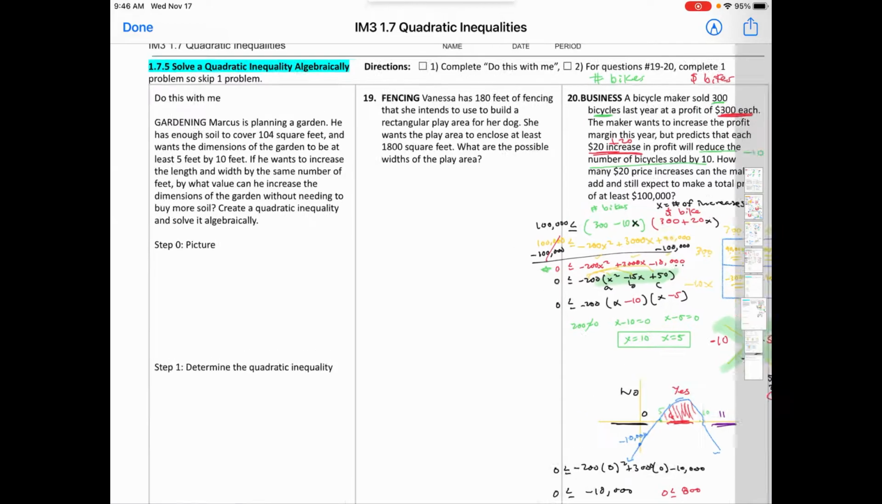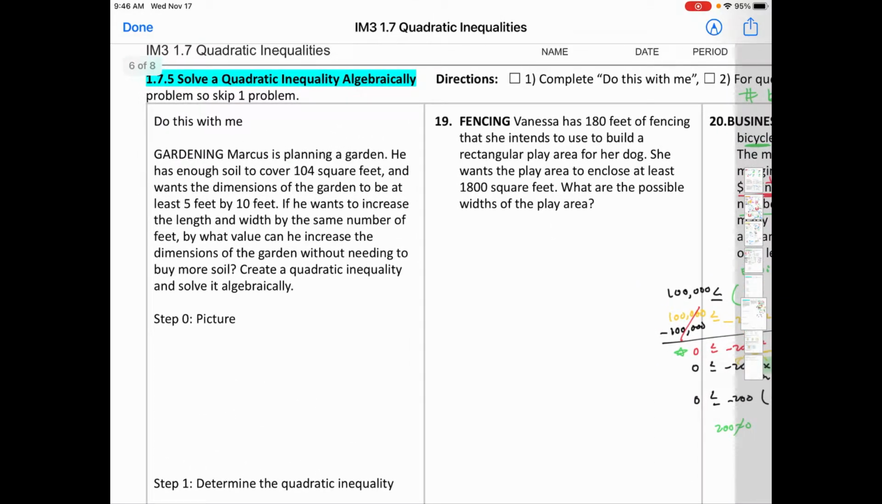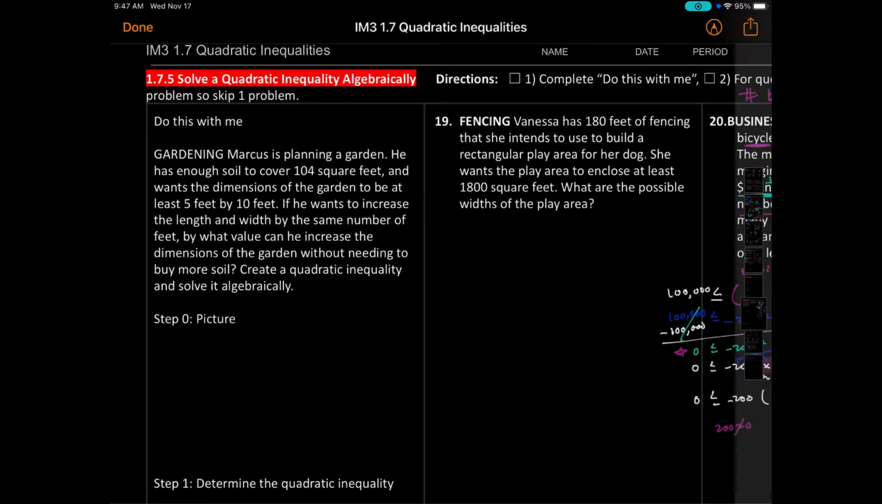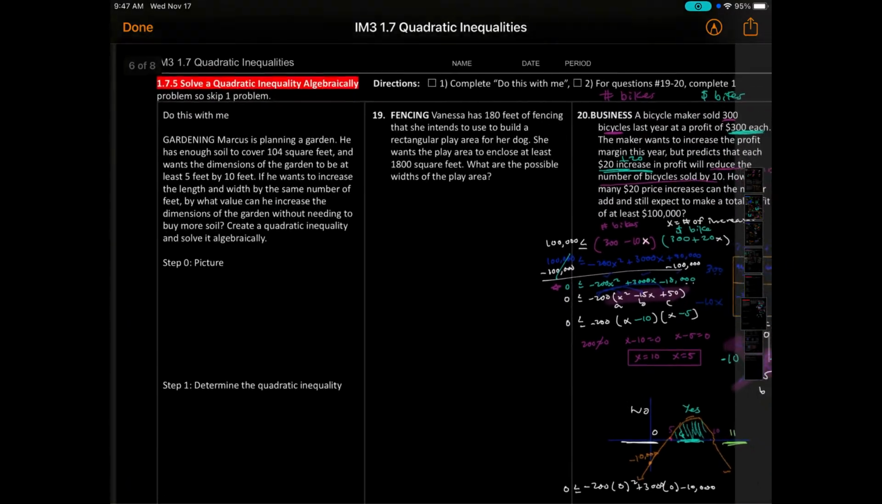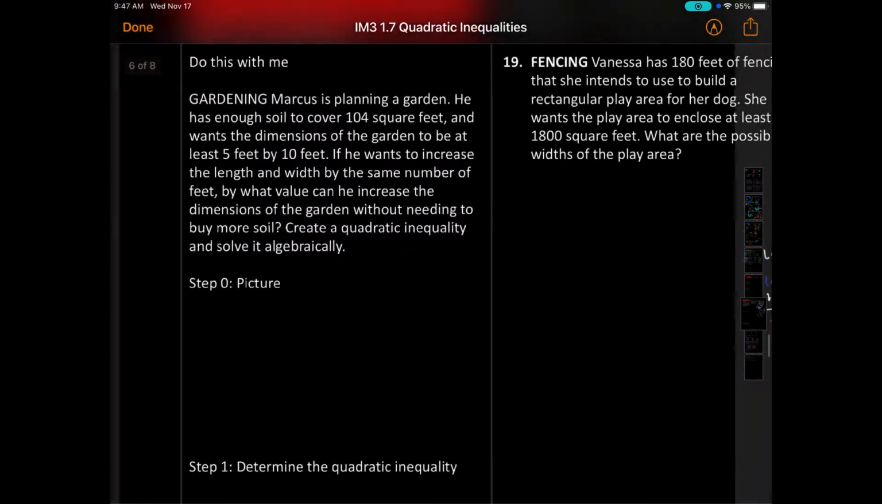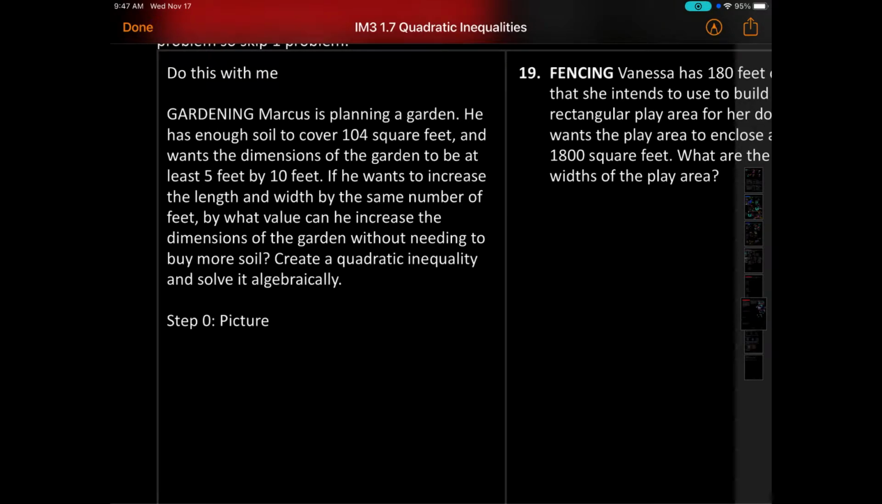Hey guys, let's go over 1.75, solve a quadratic inequality algebraically. I'm going to go to dark mode. Question number 1, do this with me and then pick either 19 or 20. Gardening. Marcus is planting a garden. He has enough soil to cover 104 square feet and wants the dimensions of the garden to be at least 5 feet by 10 feet. If he wants to increase the length and width by the same number of feet, by what value can he increase the dimensions of the garden without needing to buy more soil?